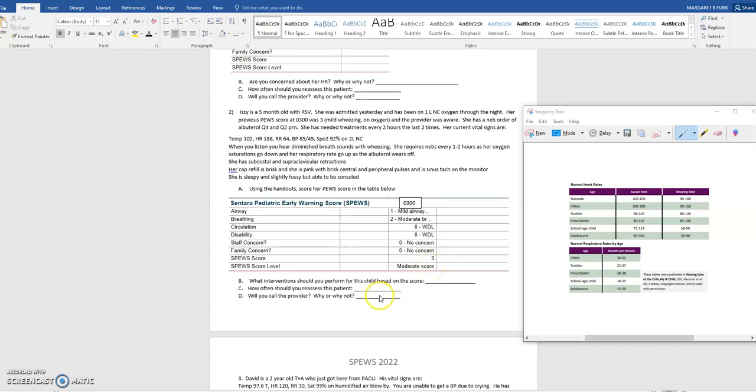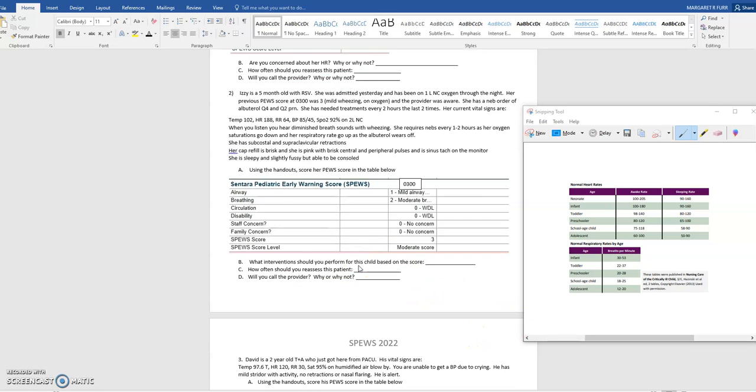So while she's a moderate, we need to be keeping an eye on them and doing PEWS scores and vitals every 2. And I will call the provider for 2 different reasons. One, I have an increase of 2. So anytime you have an increase of 2 from the previous, regardless of where that score hits, you should call. And if you have an increase at all in that moderate range, you should notify the doctor. So if she stayed a 3, I wouldn't, but since she's increased from that 3 and is getting sicker despite whatever interventions we have in place, we will.